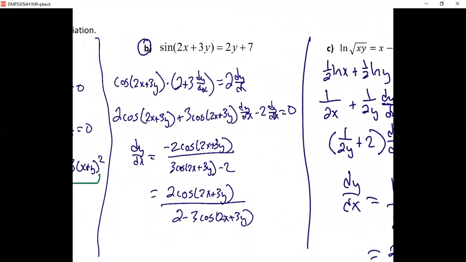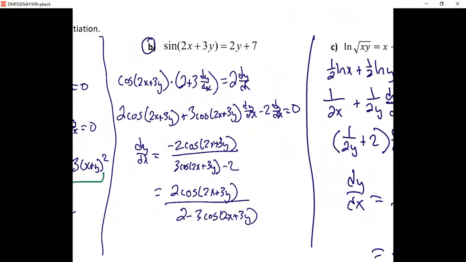For part B, same thing as before. My overarching function is the sine function, so the derivative of sine is cosine. And then we have times the chain of what's inside. Chain of what's inside is going to be 2 plus 3 dy dx, as you can see here. Pretty straightforward.